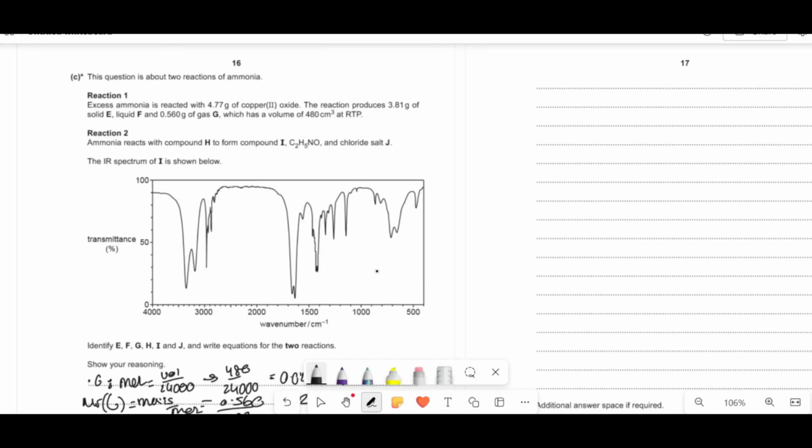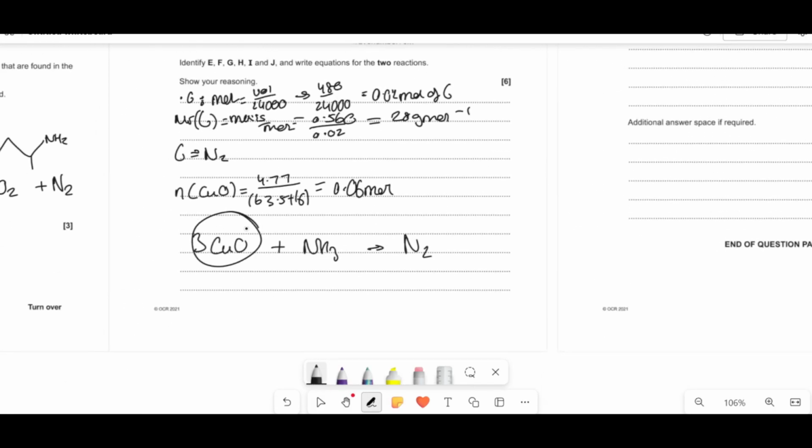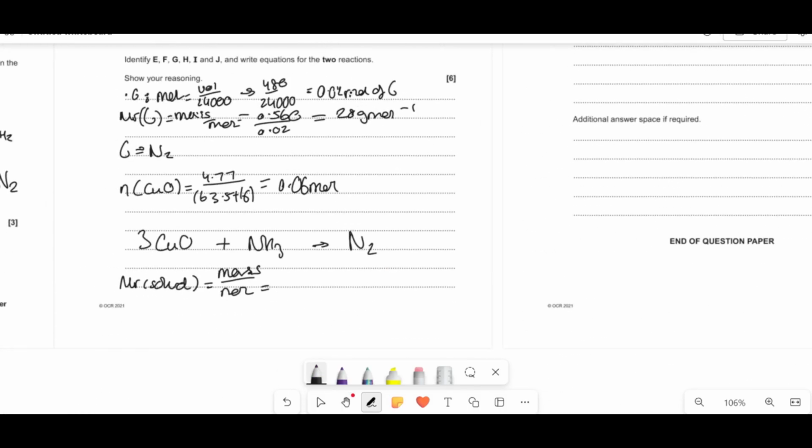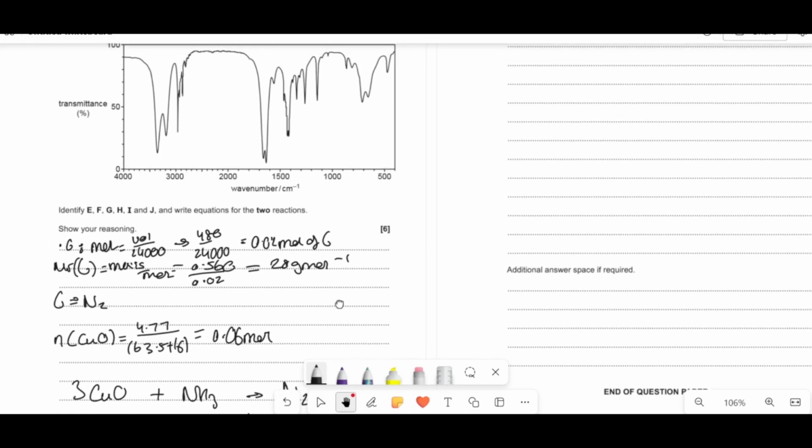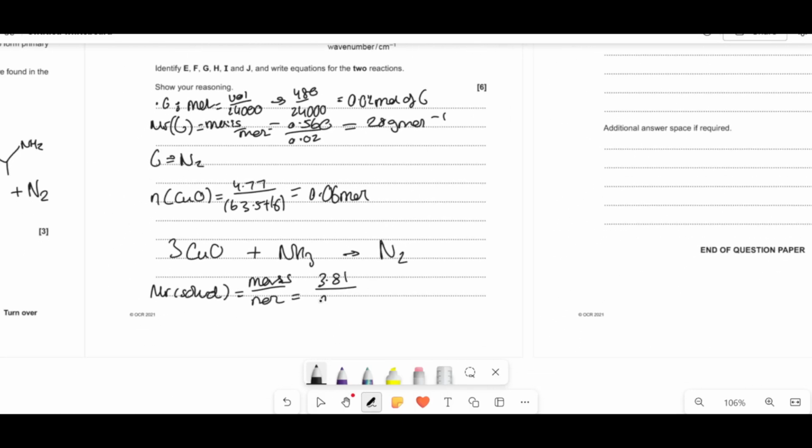Fine. If we then have a look, what else can we find out? Well, E is a solid, right? And we've got this many grams of that solid. So what I know is that whatever these moles must have been must have eventually gone into the solid, right? So that means the moles of this would eventually be the moles of the solid. So the MR of the solid would equal its mass over its moles, which would be 3.81 grams divided by the moles that it must have come from. It all must have come from here, which would be 0.06. If you do that, we get 63.5. That's actually the mass of copper.